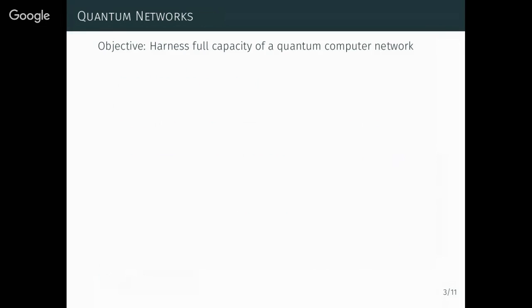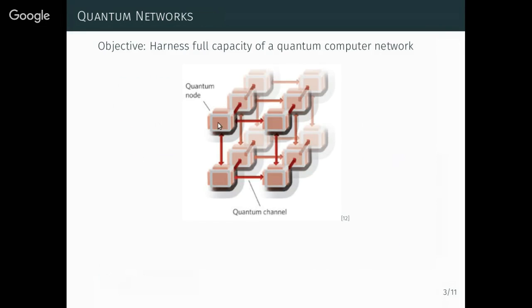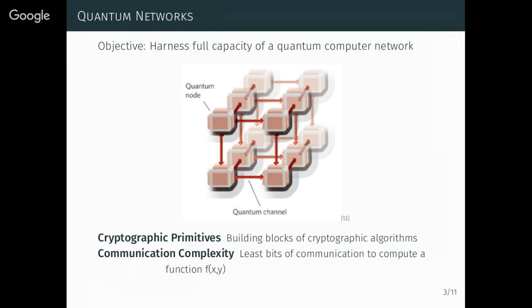Okay, so now getting to quantum networks. The objective here is that we want to harness the full capacity of a quantum computer network. So you can think of different quantum nodes connected by quantum channels. And now your objective is to be able to use this to the best possible. To do that, you need at least two things, which are going to be the key focus of my project. The first thing is, of course, cryptographic primitives. Cryptographic primitives are small algorithms which, when put together, can construct almost all required cryptographic techniques. So to be able to secretly communicate over your channel so that nobody interrupts, you need these cryptographic primitives to be implemented.